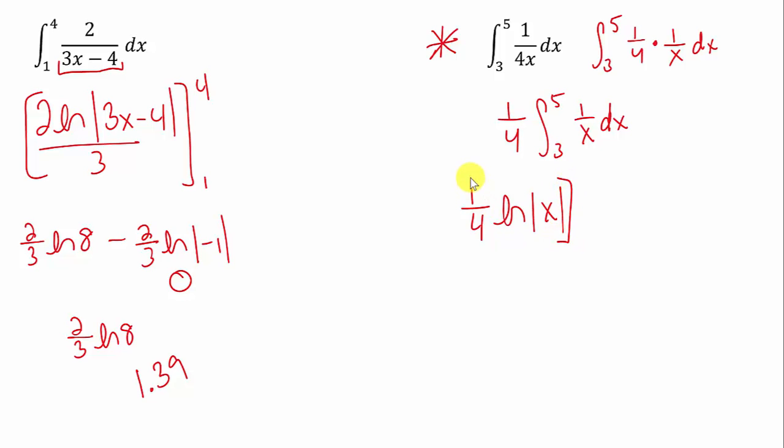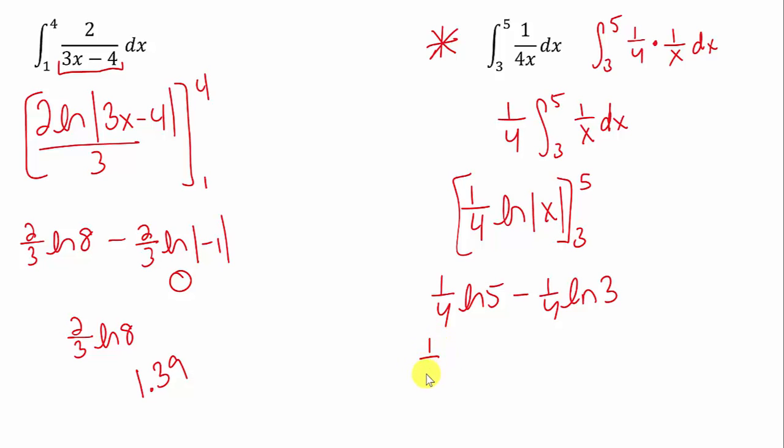This is now going to be evaluated from 3 to 5. So I'm going to have 1/4 times the natural log of 5 minus 1/4 times the natural log of 3. Now, you could do this in your calculator and get a decimal answer, but we know that on our test, many times it asks us for an exact answer. And so they're going to want you to be able to simplify this using your rules of logarithms.